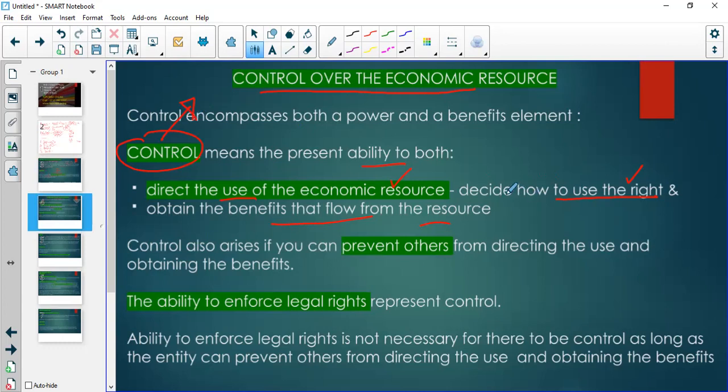So control is when we decide how to use the right, and then we make sure the benefits that flow from that resource flow to the entity. Or control can also be there if we can prevent others from directing the use and obtaining the benefits. So if it is something like a secret, then obviously you can prevent others from knowing your secrets, right? So you have control. All right. And you can use your knowledge, your know-how, and you obtain the benefits. Then you have control.